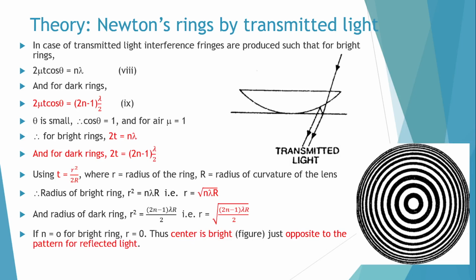Okay, small r is the radius of the ring at the place where the thickness of the film is small t, and capital R is the radius of curvature of the lens. So by putting this value, we find that the radius of the bright ring for transmitted light is equal to square root of n lambda R, and that of the dark ring is equal to square root of (2n minus 1) lambda R upon 2. Again, exactly the alternate equations.